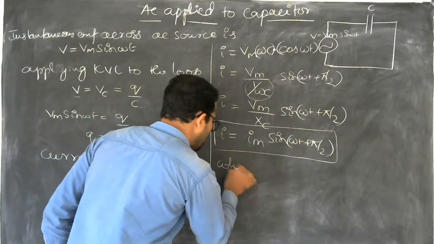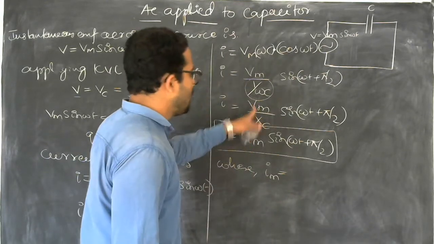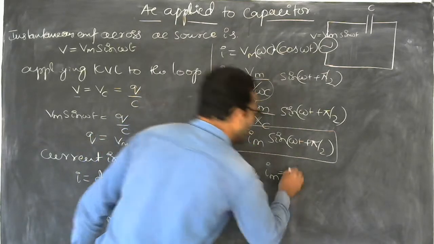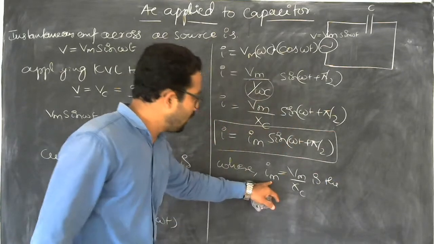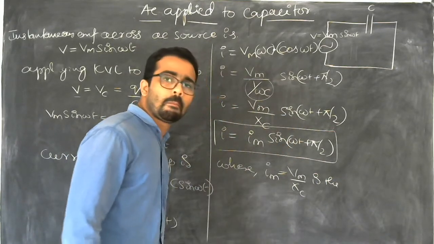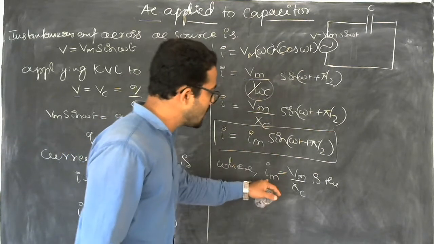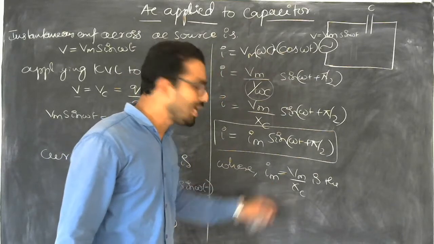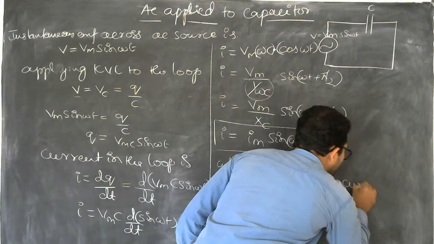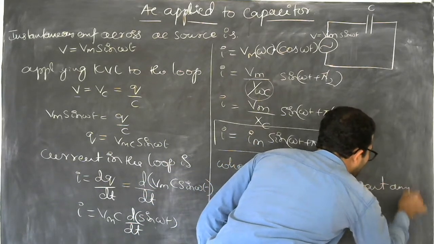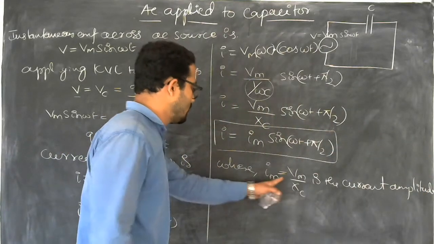This is the equation for current when a capacitor is connected to an AC circuit. Some of the results we have obtained: I replaced Vm by Xc as Im. So Im is equal to Vm by Xc. I told you, whenever m comes there, it is the maximum value of current, or the peak value of current, or the current amplitude. That's why Vm by Xc is the current amplitude.